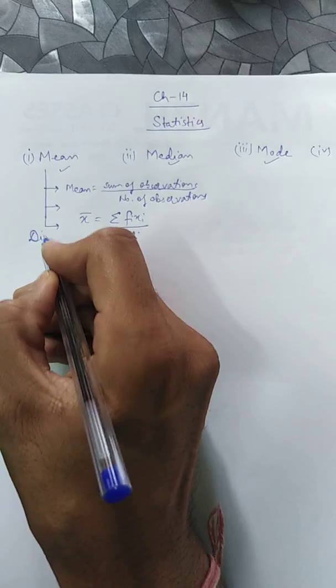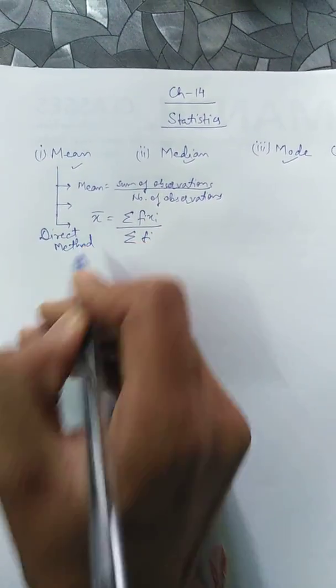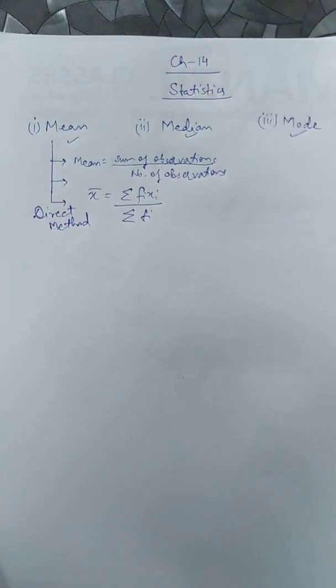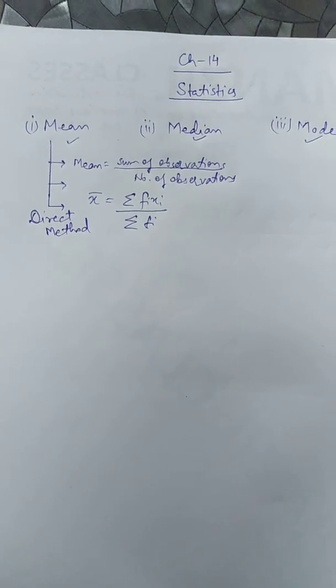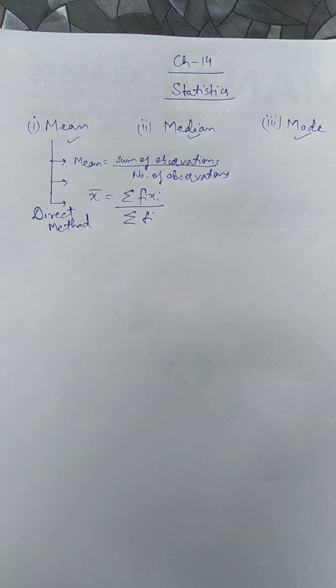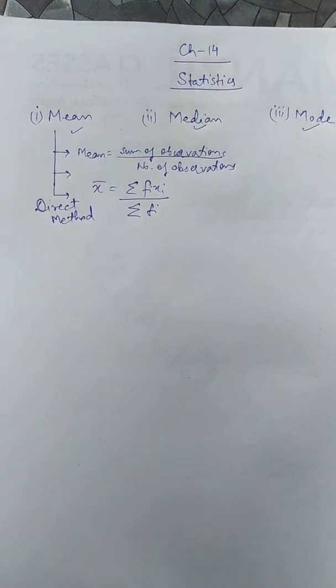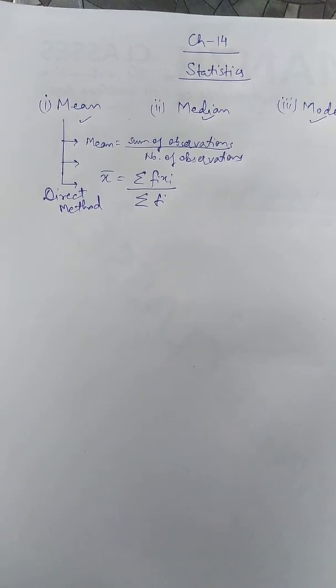Here this method in class 10th is called the direct method of finding mean. We have some other methods also, those we will discuss later on. But till then, let's understand how this direct method, sigma fi xi upon sigma fi, finds out mean. Let's start with one of the examples.